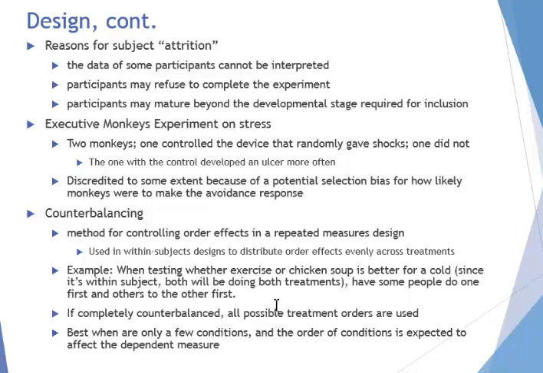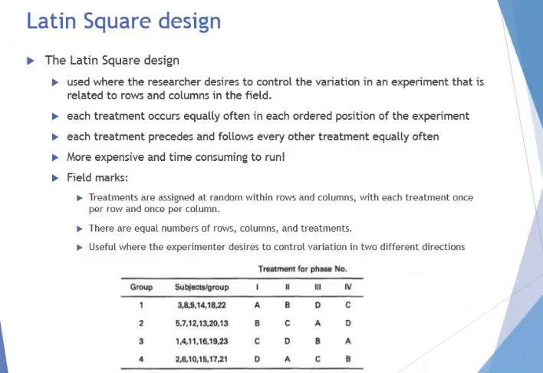So what you do is you have some people do the chicken soup first, and some people do the exercise first, and kind of vary the orders. And varying the orders, you'll try to minimize whatever negative effects there are. If it's completely counterbalanced, that means all possible orders are used. There may be 3 or 4 different things you're testing, and you may try different variables. Of course, it's best when there are only a few conditions, and the order is expected to affect the dependent measure. If the order matters, then it's of course very important to counterbalance by trying different orders and see if that makes a difference. That kind of segues to our next issue, and that is the Latin square design.